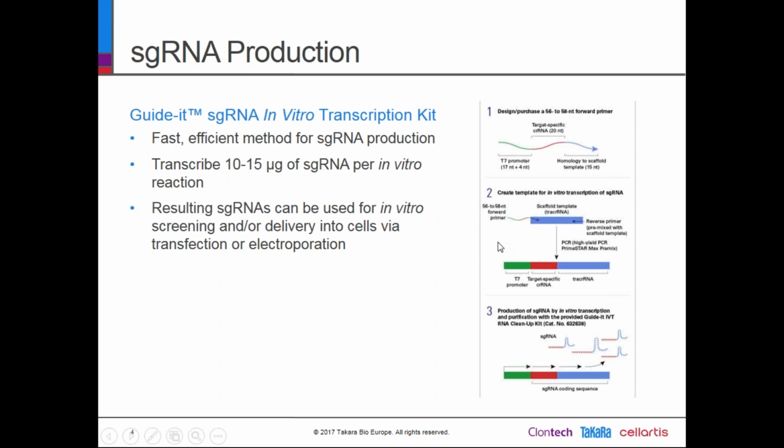In the next step, you will then just perform PCR to create a template for in vitro transcription. And this template contains, of course, the T7 RNA polymerase promoter and then the guide RNA sequence, the target-specific sequence and the scaffold sequence. And in the last step, you can then just in vitro transcribe your specific guide RNAs. And those guide RNAs can be used either for the delivery directly into cells or for the in vitro screening.